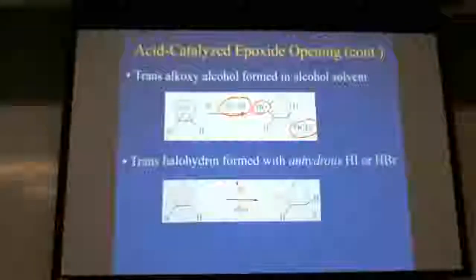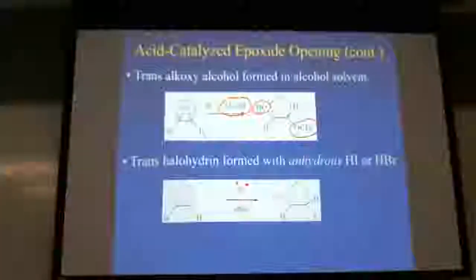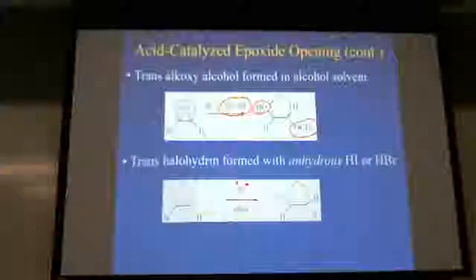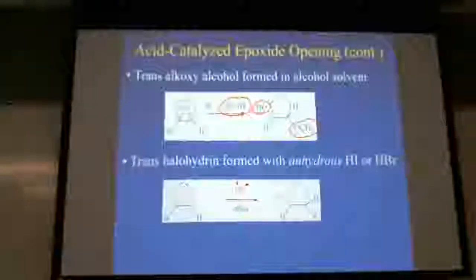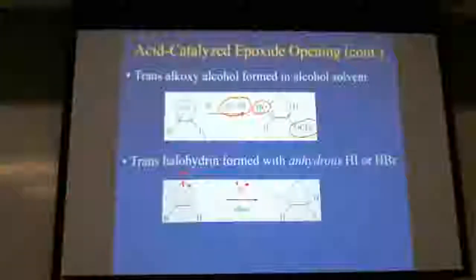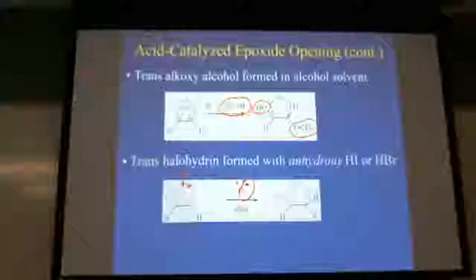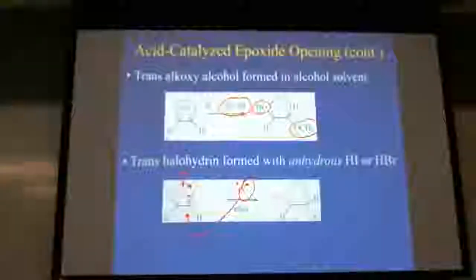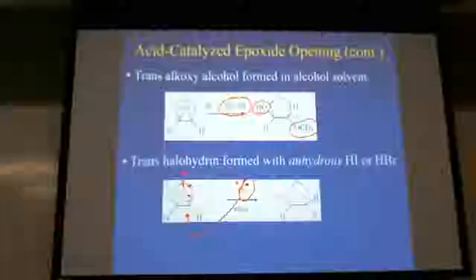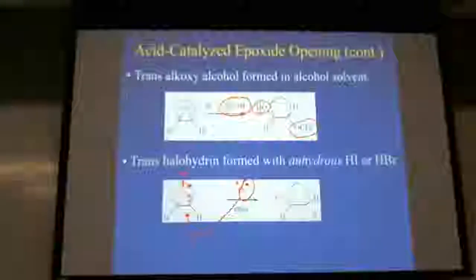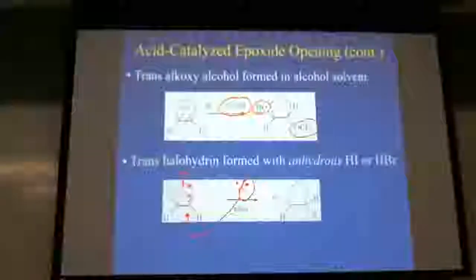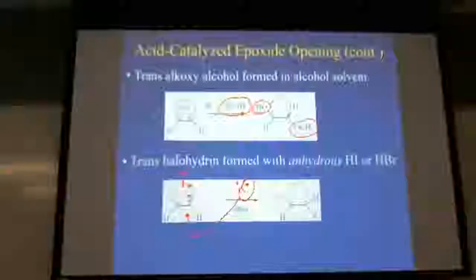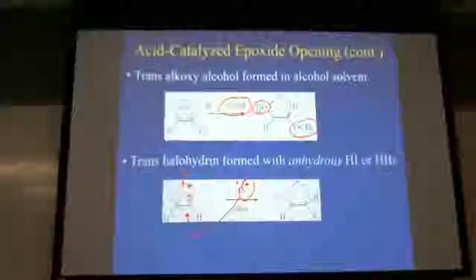If you're working with a solvent or a reagent like HCl or HBr, you're still going to form hydrogen here, but then it's going to be the halogen that attacks. And we go back to the halohydrin. So from halohydrins, you can form epoxides by putting a base. From the epoxide, you can open it up with HCl, HBr to give you back the halohydrin.